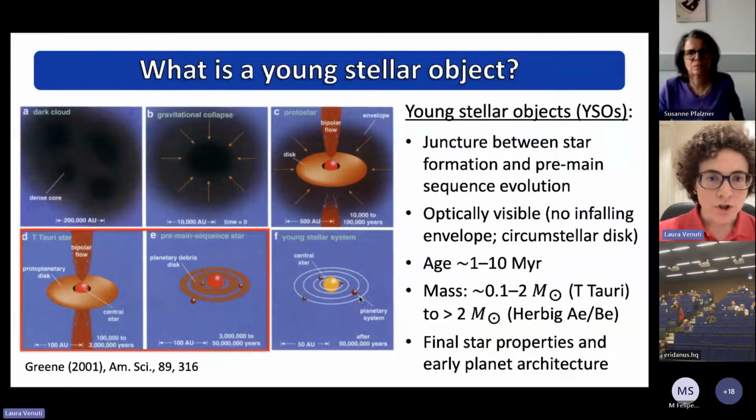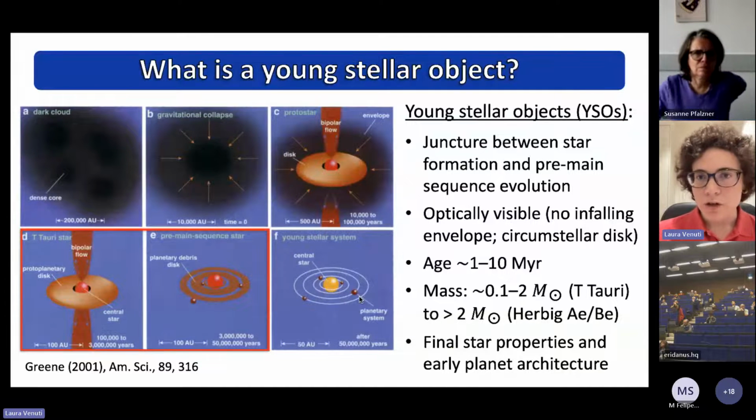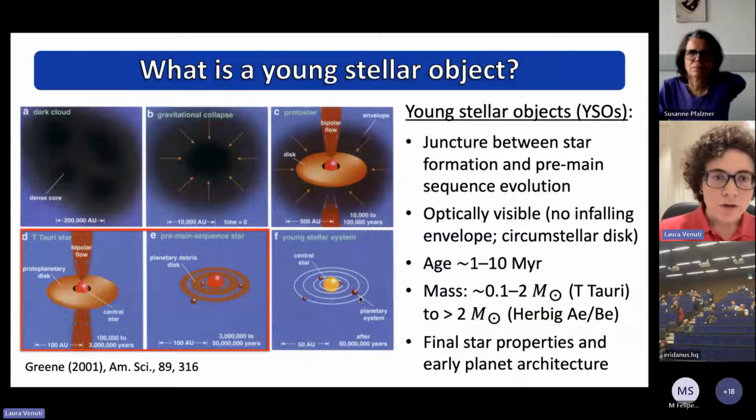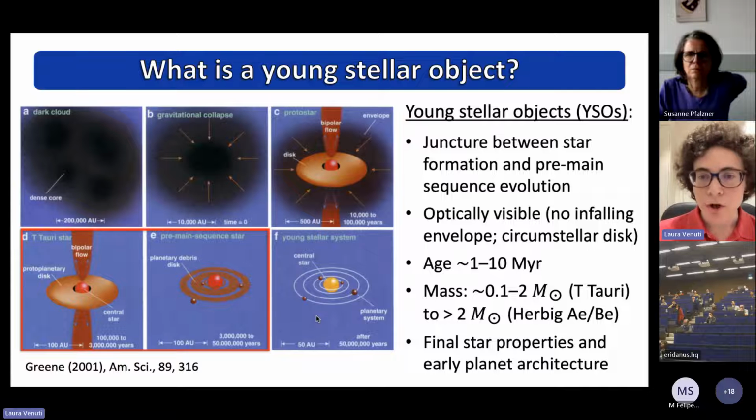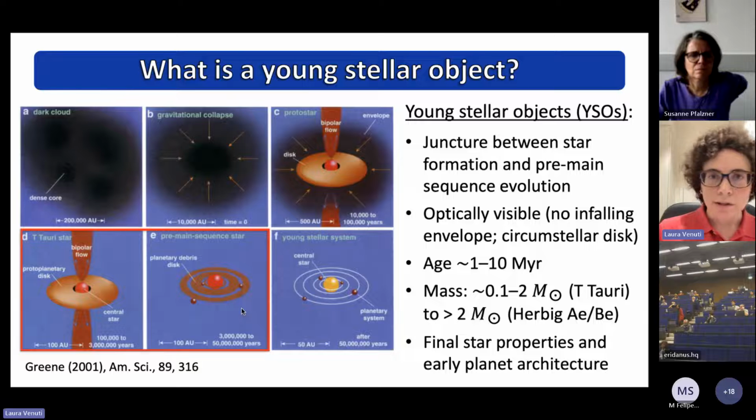So let me start with a definition. When I talk about a young stellar object in this talk, I refer to a specific stage of the star formation and pre-main-sequence evolution, where the forming star has already emerged from the embedded phase, so it's visible in the optical, and is surrounded by a disk of gas and dust that acts as a mass reservoir both for the central star and for any planetary bodies that may be forming within the disk. In terms of ages, I'm considering an age range between 1 and 10 million years, which is the age range of interest for the lifetimes of protoplanetary disks.